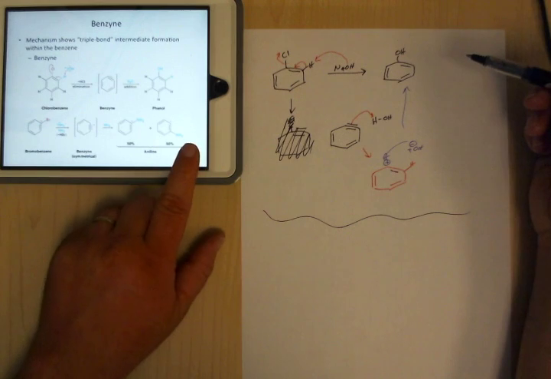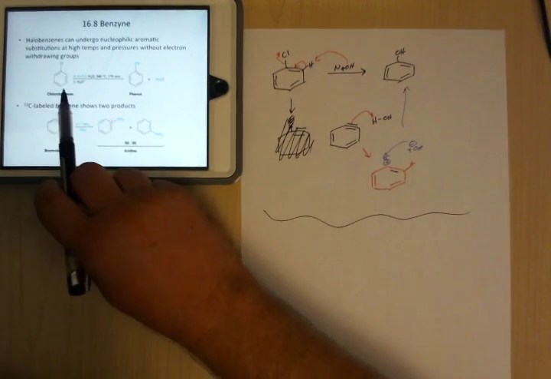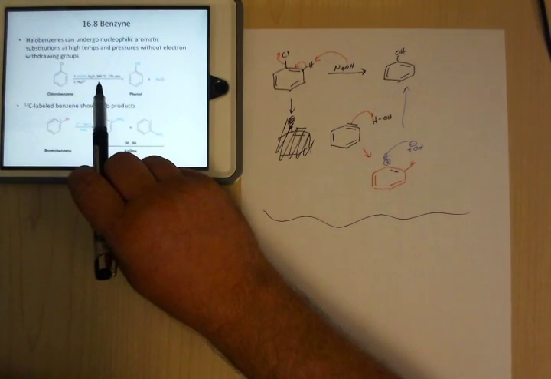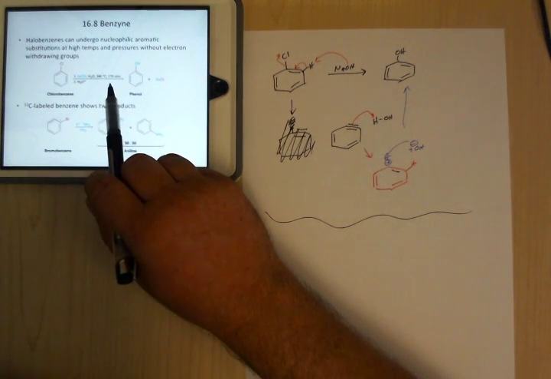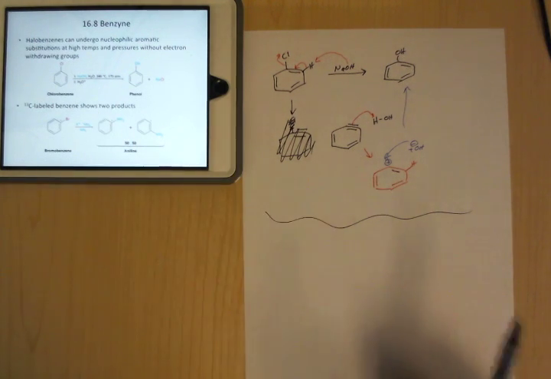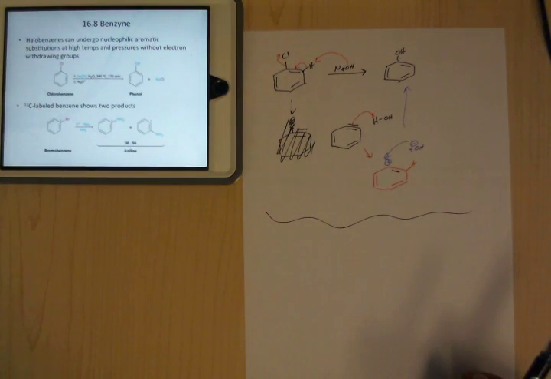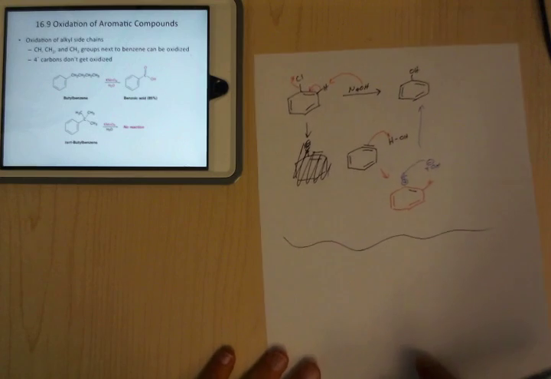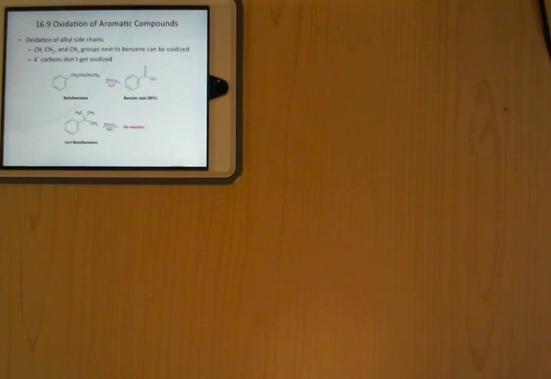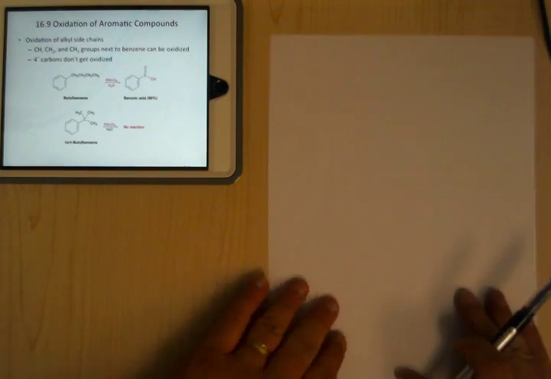It's really crazy. And notice the forcing, I don't know if you can see this, but it's 370 degrees Celsius at 170 atmospheres of pressure. So this is incredibly forcing. It's not necessarily something that's done often, but be aware that yes, it does happen.